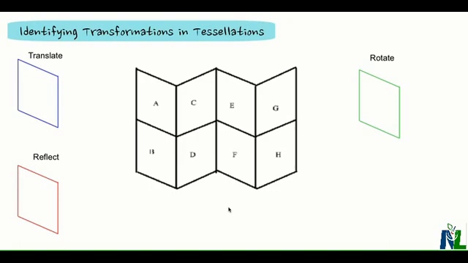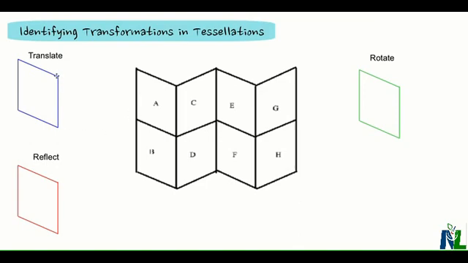You can tessellate the plane with a shape by performing transformations. So you see here that with this shape that I have, I can continue to tessellate the plane with that shape. But it's nice to be able to use our language of transformations to see how we got from one to another.